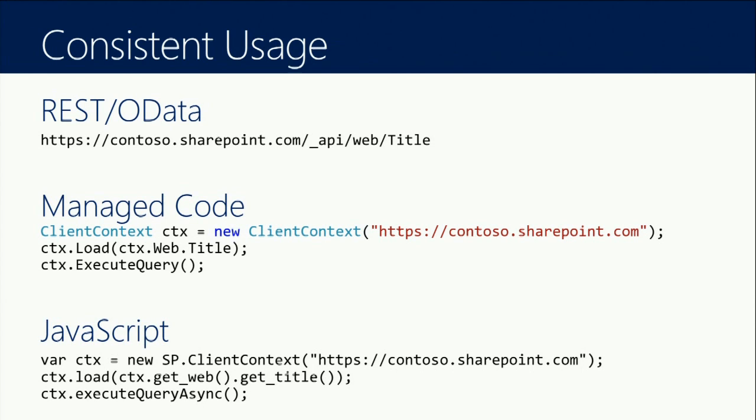The managed code is what I showed you before, which has the client context, the load, and then we do the execute query to actually get the result sets back on the managed code side. So what you have to do differently is set the call, execute it, and then access the objects that have that data. So after I make that execute query, I can say web.title, and then that has a value in it. Before that execute query, it doesn't have a value. And then finally, on the JavaScript side, we've got that same exact model. It's just in the JavaScript language.